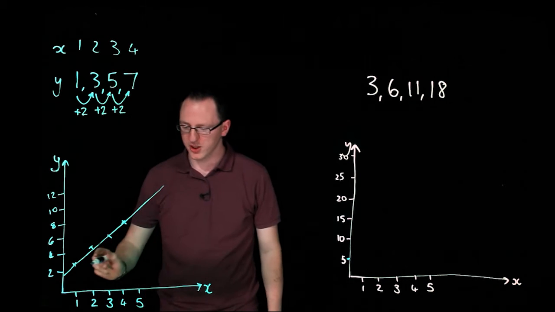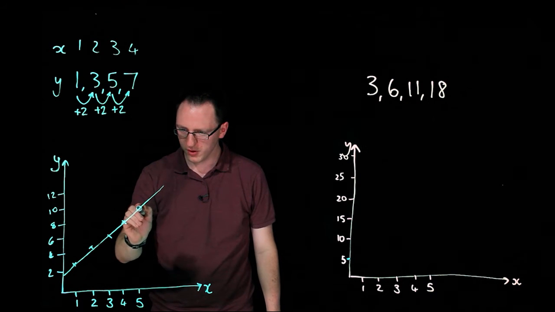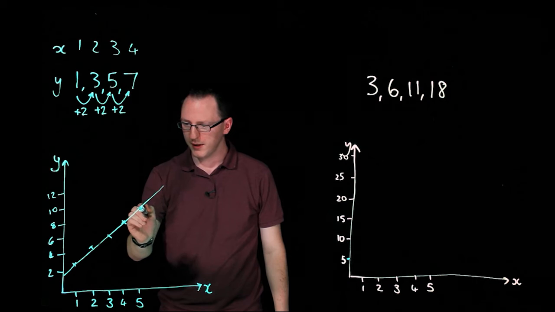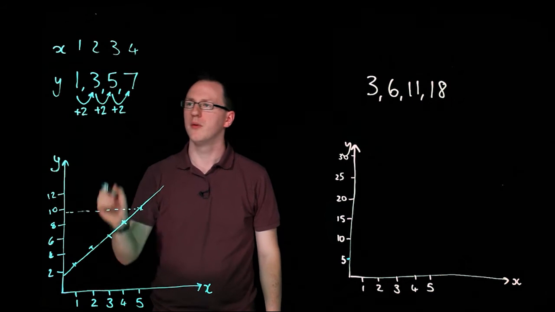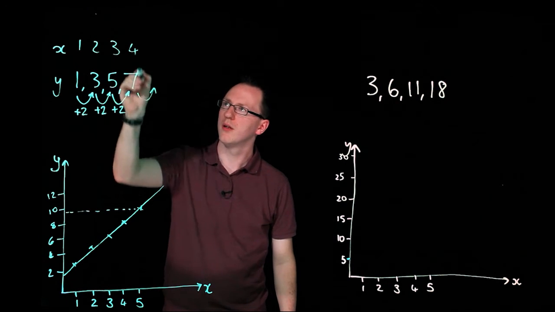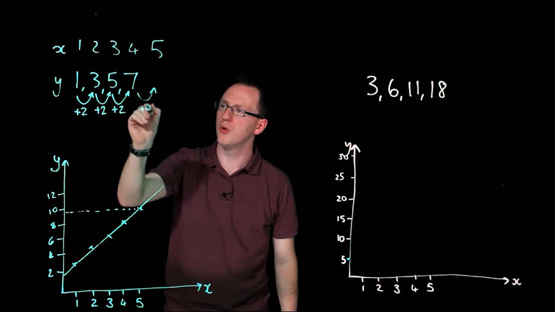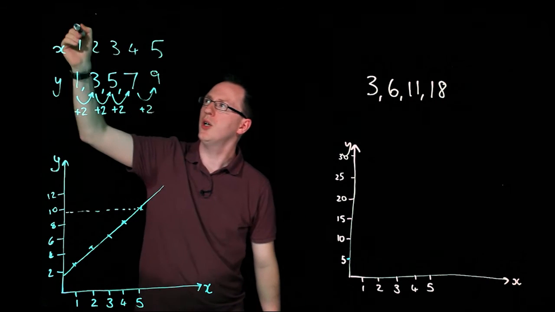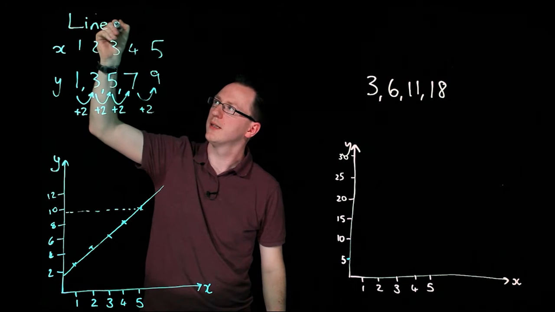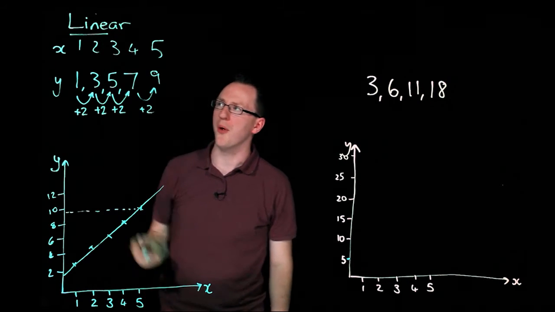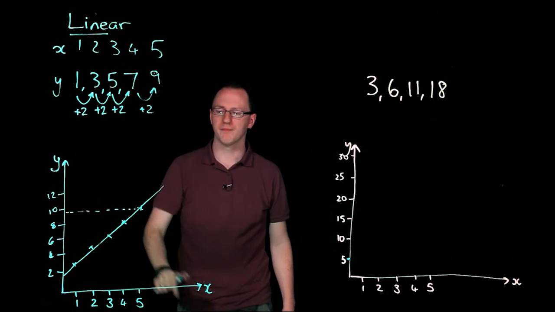So I know the next term in my sequence, the fifth term, which will appear here in my graph, should be 2 more, which is 9. So the fifth term is 2 more, that's 9. And we call those linear sequences because when we draw them, we get a straight line.